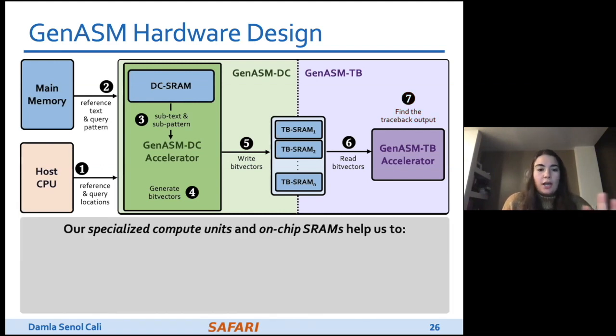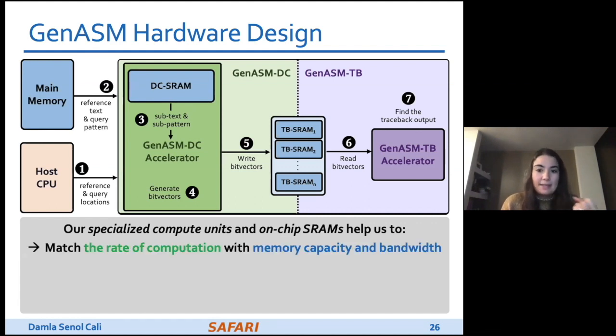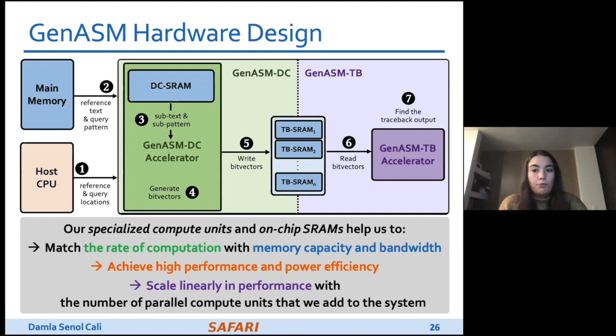So our specialized compute units, which are the DC and TB accelerators, and on-chip SRAMs, which are DC SRAM and TB SRAMs, help us to match the rate of computation with memory capacity and bandwidth, achieve high performance and power efficiency, and scale linearly in performance with the number of parallel compute units that we add to the system.